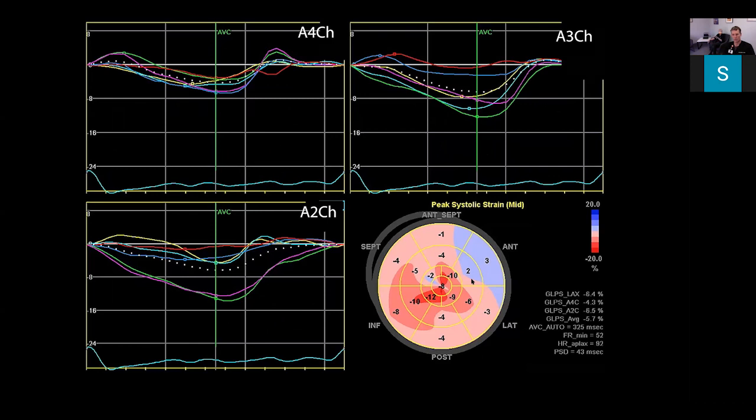So we can get pictures like this. Louise, do you want to have a crack at telling me what you think the pathology might be for this one?